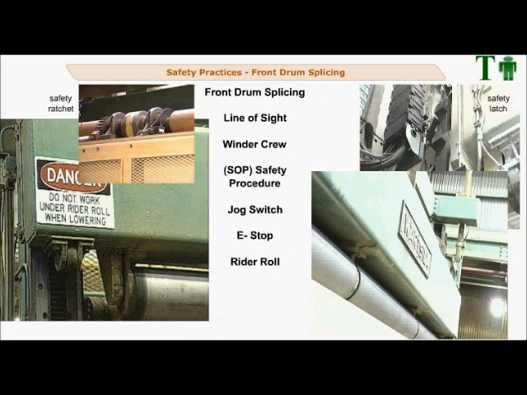While dressing the splice in the winder, be aware that the rider roll is suspended directly above the partially built rolls. There should be a safety latch to ensure the rider roll will not drop down on its own. When operating the rider roll, line of sight operations will be necessary to ensure the safety of those in the area and should never be lowered while crew members are working on the splice or the rolls.